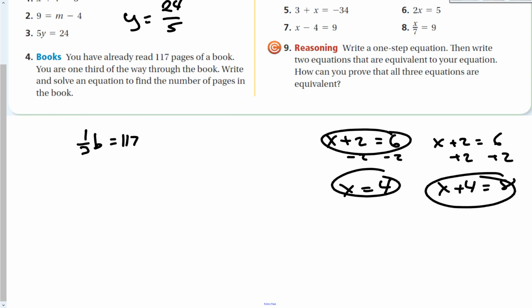And I can prove it because I can solve them all, and I'm going to get x is equal to 4 for all of them. I could even go super crazy and maybe multiply an entire equation by something to get equivalent expressions. And we'll deal with that a little bit in the next section. And that is 2-1, solving one-step equations.